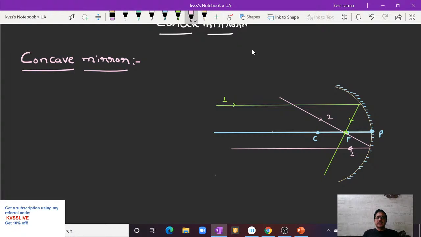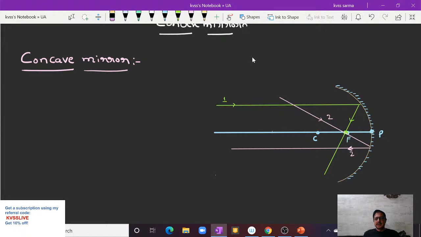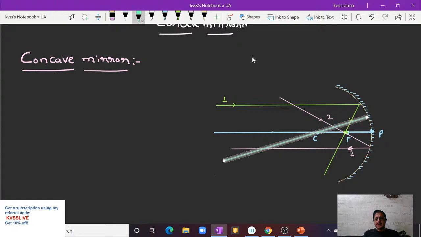Next, suppose the light ray is passing through center of curvature, then the light ray will retrace the path. So like this, initially passing through center of curvature, after reflection, it passes through center of curvature. It retraces the path. This is rule number 3.